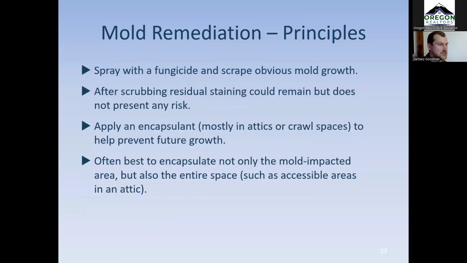Our process is to start with a spray of fungicide and to scrape the obvious mold growth. After scrubbing, residual staining could remain but does not present any risk. These three steps are probably where you're going to see the most variance in the industry. There are several companies out there that do things that are completely different to what we do. I'm not going to say they're all bad.